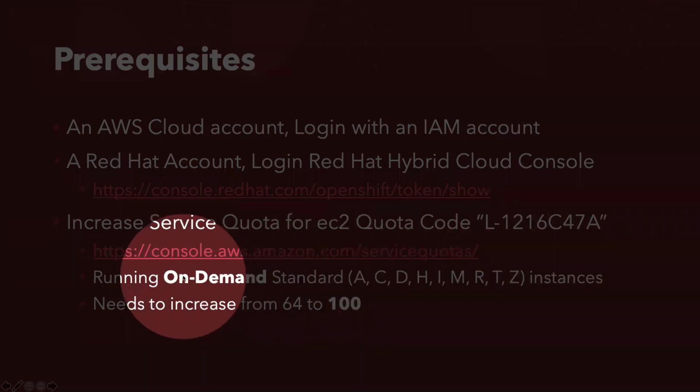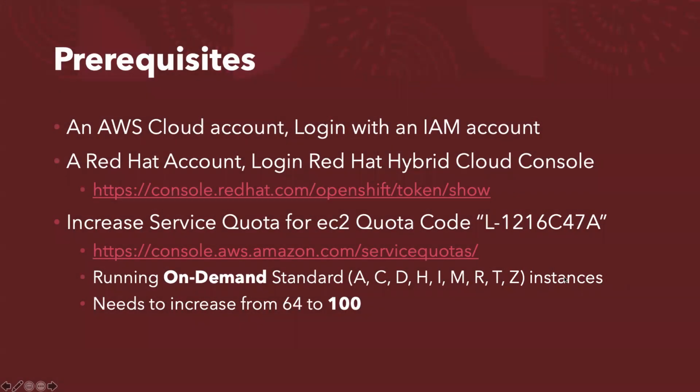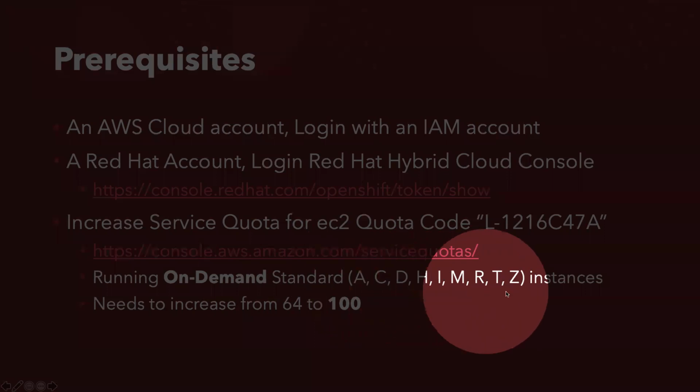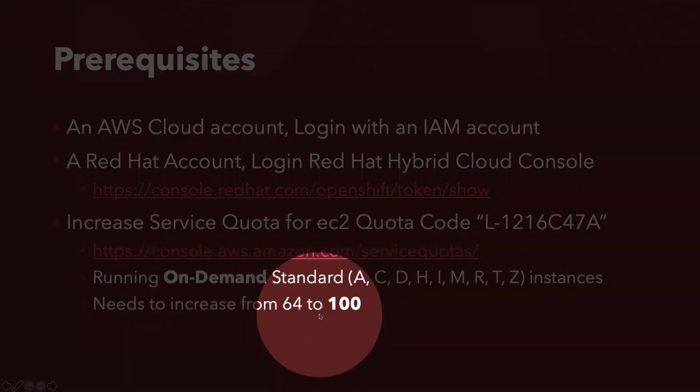I actually initially made a mistake. I selected spot instance, and then I waited for a couple of hours, and somebody from our AWS support team increased the quota for me. And then I verified, still got the issues because I selected the wrong instance type. So basically, you need to increase the quota from the default 64 to 100.